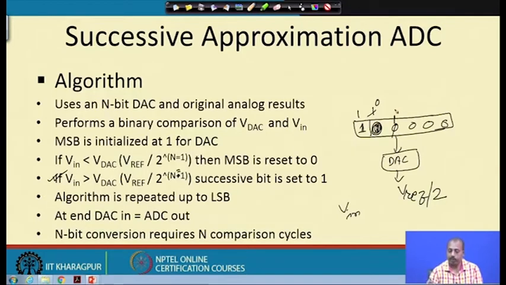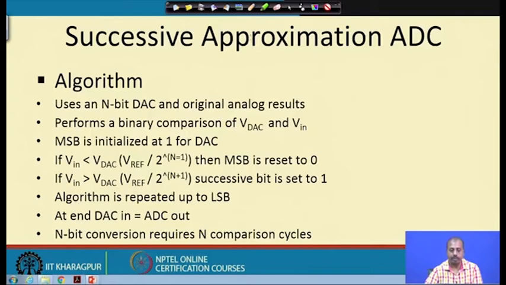On the other hand, if at the initial point itself V in is less than VDAC, then this bit is reset to 0 and we set the second bit to 1 and it proceeds like this. So, this way the algorithm is repeated till the least significant bit position. At the end, DAC input equals ADC output. So, for n bits we need n comparison cycles for this purpose. This way the conversion takes place.